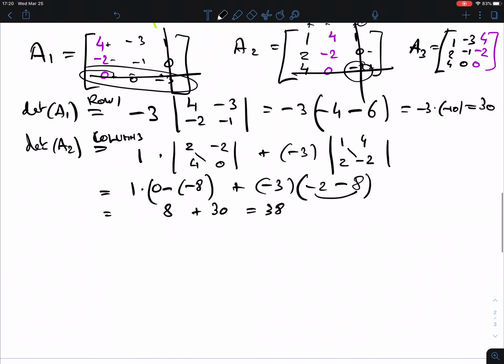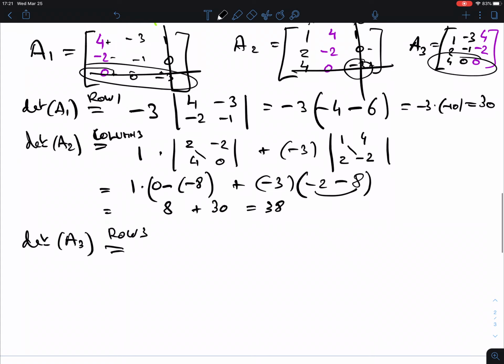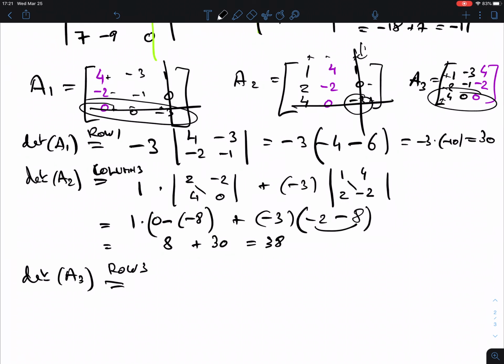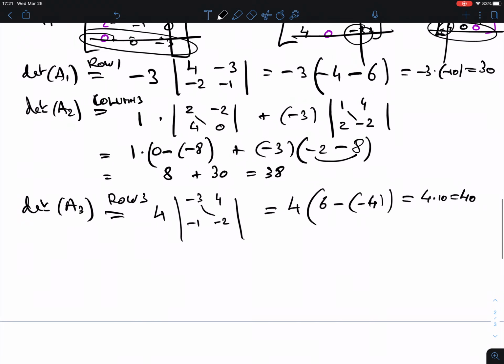Okay, and then finally, determinant of A3, I'm in good shape again. You see why? I'm going to do row 3, because there's only one 0 here. So plus, minus, plus, so this element is just with a plus, and then I'm left with negative 3, 4, negative 1, negative 2. That is 4 times 6 minus 1 times 4, minus 4. Okay, so that is 10. So this would be 4 times 10. This is 40.